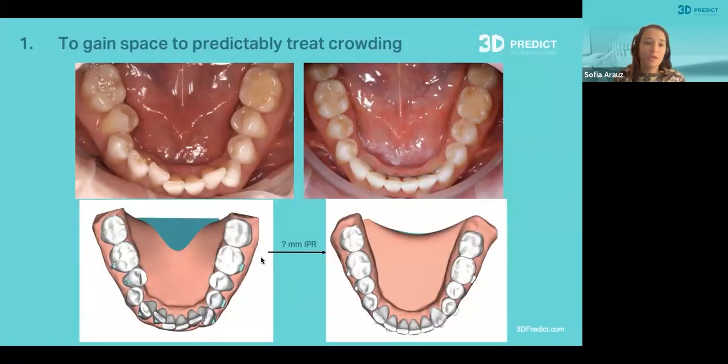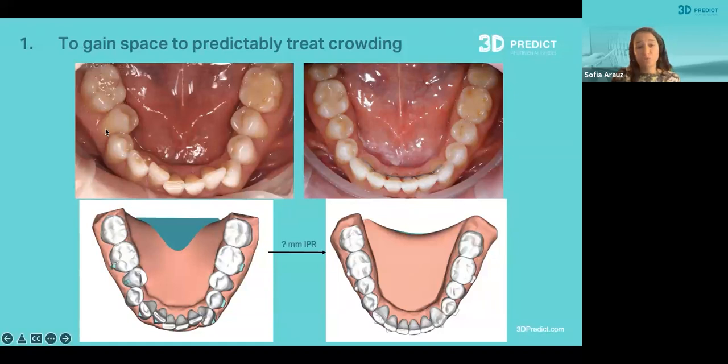So the first point is to gain space to predictably treat that crowding. This patient has severe crowding. In this case, we did rotation of 27, 22, 26, up to 29 degrees, I believe. And then we did some torque or some angulation of 29 and 20 up to 30 degrees. And we expanded quite a bit. We expanded 5 millimeters on the premolars. And then we expanded 2 millimeters on the molars.